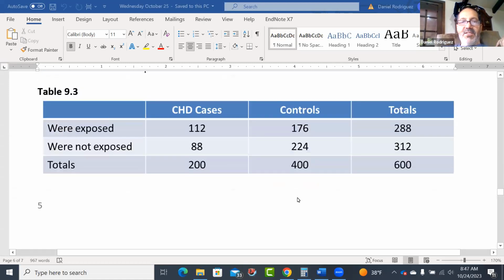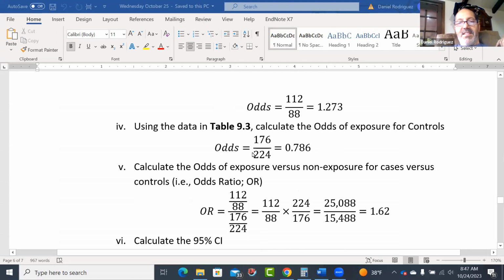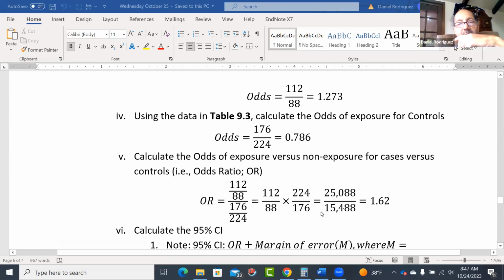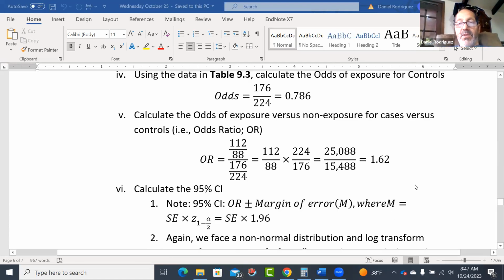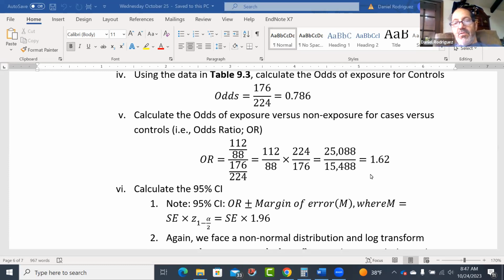What I mean by quintessential here is you get this crossing, right? 112 times 224 divided by 176 times 88, right? That always happens whenever we have an odds ratio. So in this case, our odds ratio is 1.62. The same rules apply as they did to the relative risk. Values above 1 mean there's an increased odds. Values below 1 would mean there's a decrease in the odds, right?